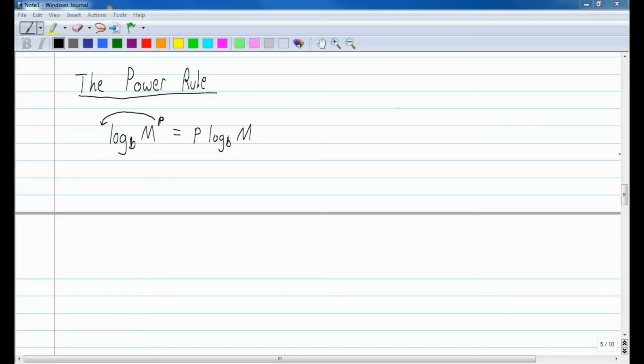So, for example, let's say I had the natural log of x to the 3rd power. Moving the 3 to the front, I can rewrite that as 3 times the natural log of x.